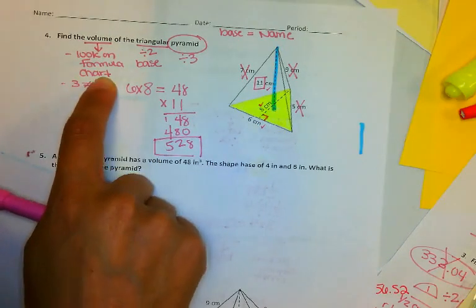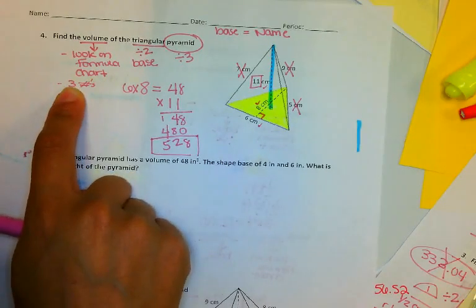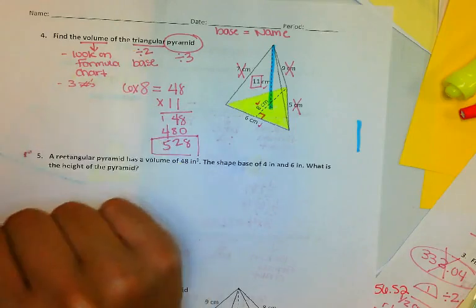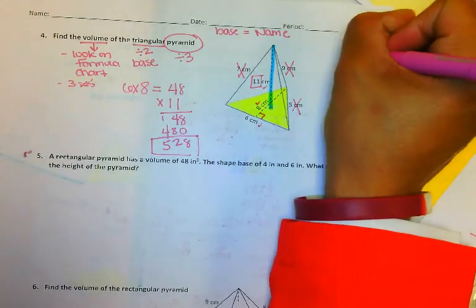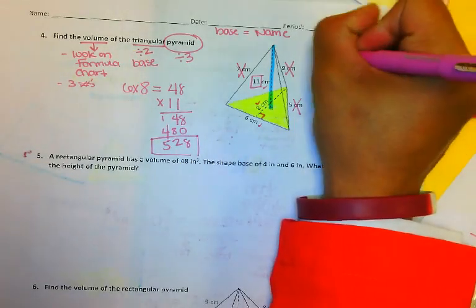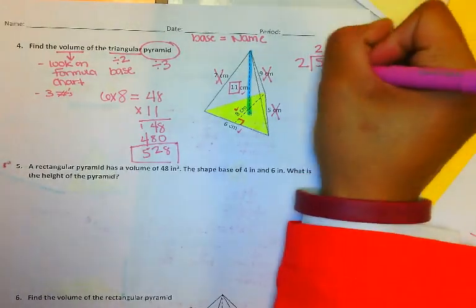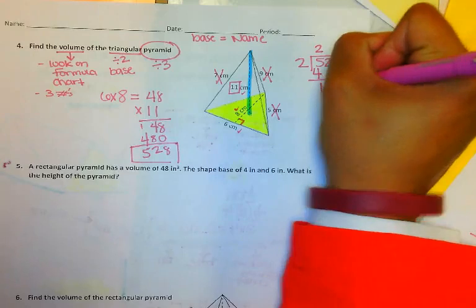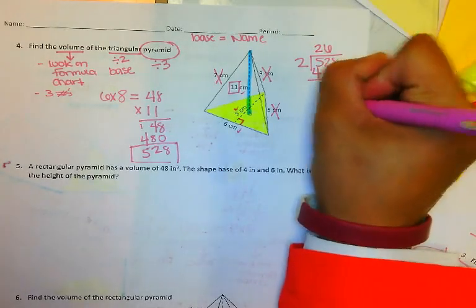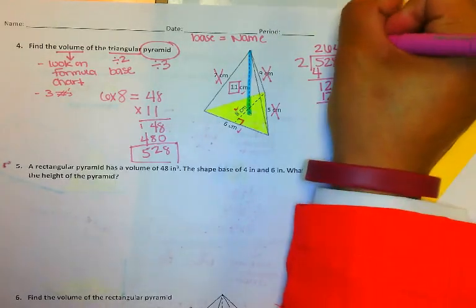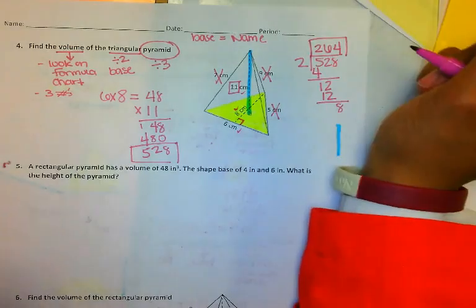I looked it up on my formula chart. I did that. I had 3 numbers. Did that. Did I divide by 2? No. So I need to go divide by 2. Divide by 2. Go. Okay. Now, that's my final answer.